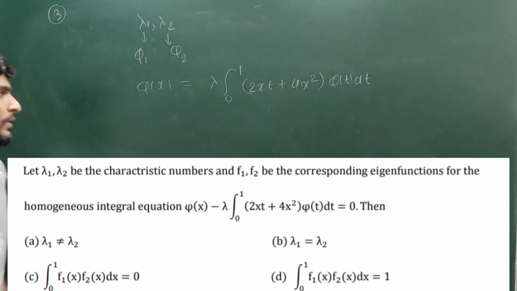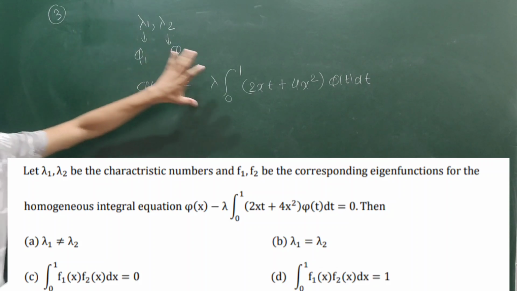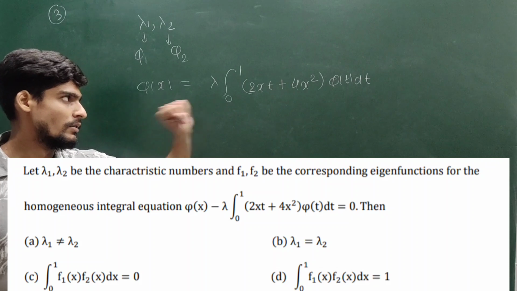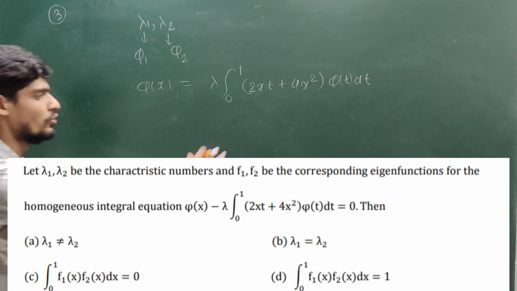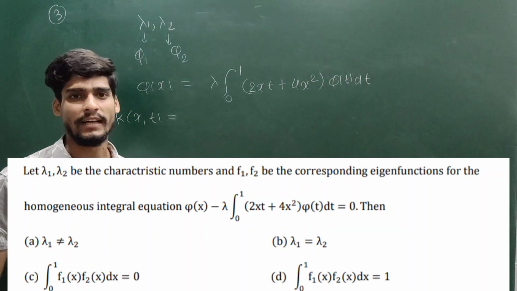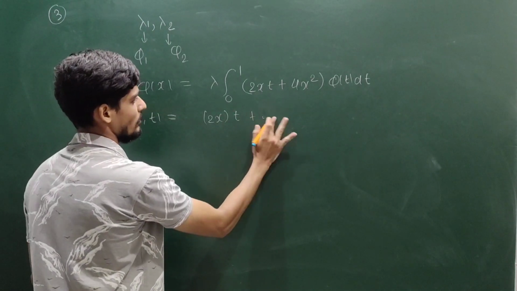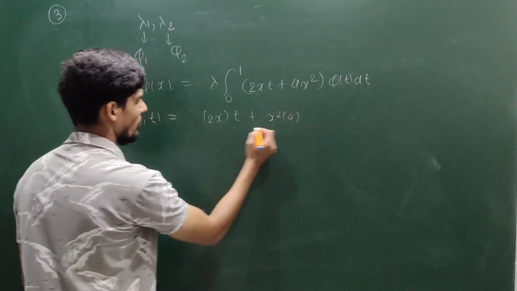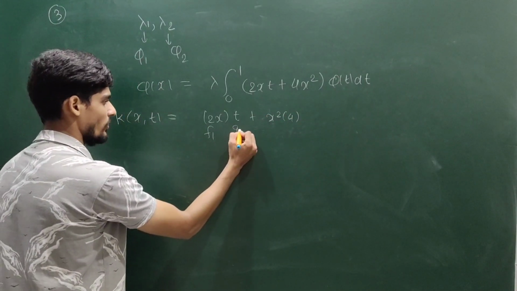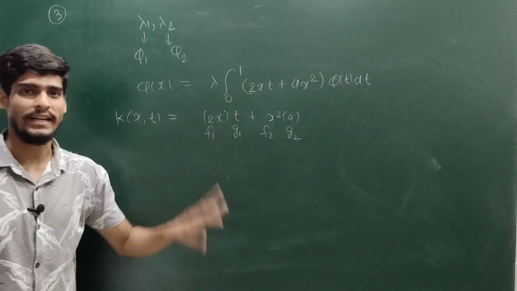So let us try to solve this problem. See, there are many methods to solve this problem, but I will give you the easiest one that I have also taught in the theory lecture. If you see your kernel k(x,t), this kernel is a degenerate kernel. So you can write it in this format: 2x times t plus x square times 4. This is a function of x only, f1, and this is a function of t only, g1; this is f2, this is g2. So this kernel is separable or degenerate kernel.